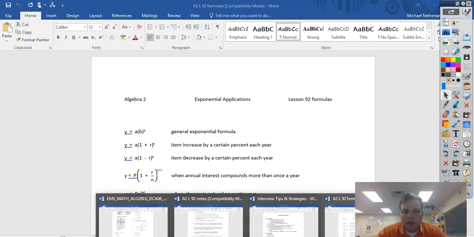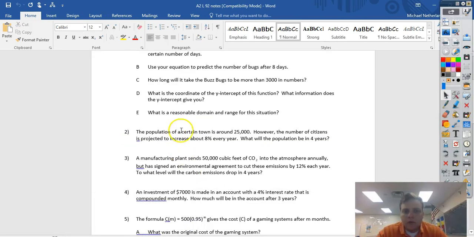Okay, well, let's go back to the question. The population of a certain town is around 25,000. However, the number of citizens is projected to increase by 8% every year. So it looks like the item in this case would be the number of citizens. And it seems like it's going to go up every year. So this is a perfect candidate for that problem. So let's talk about that formula real fast.